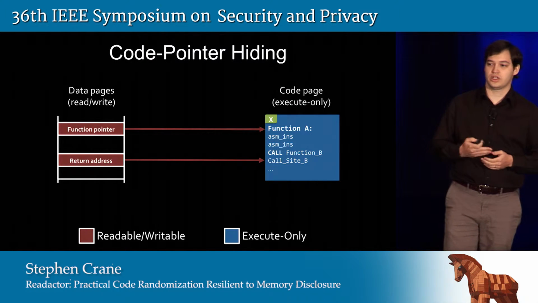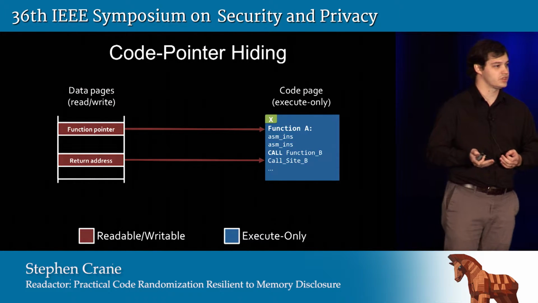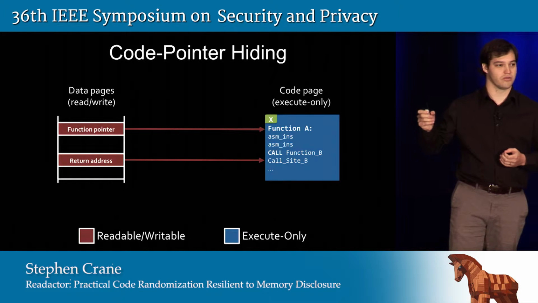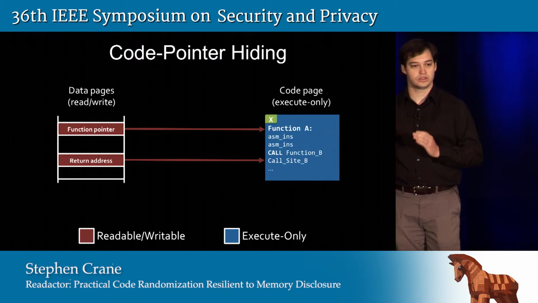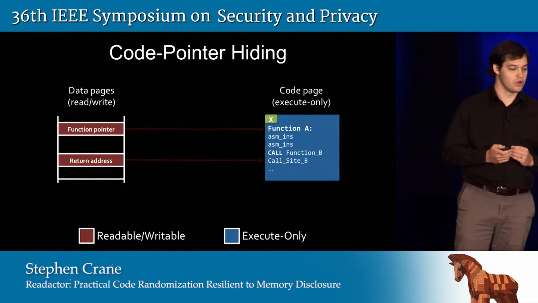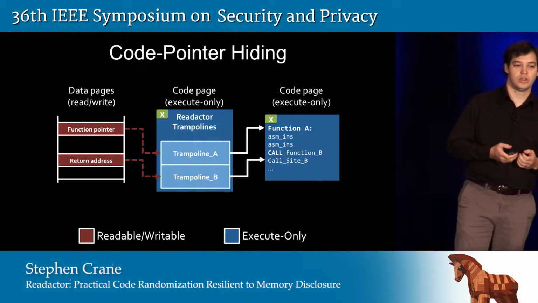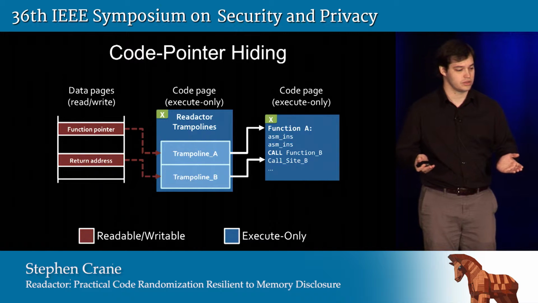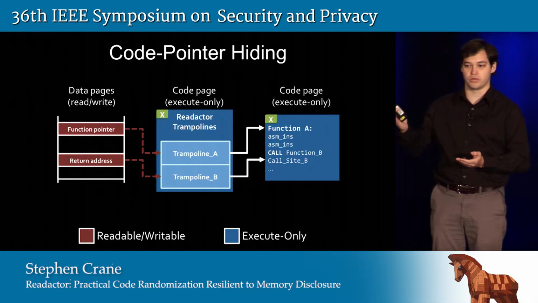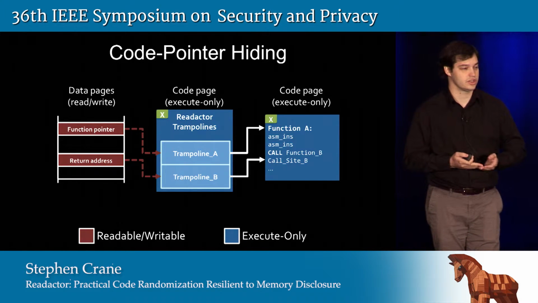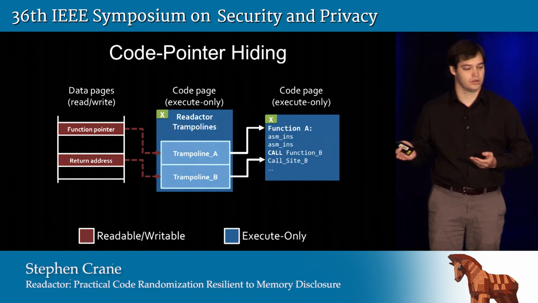We do this with a technique we call code pointer hiding. Now, we reached into the bag of computer science tricks and pulled out: add a layer of indirection. We simply rewrite all code pointers that point to executable pages through what we call trampolines. These trampolines are simply direct jumps to the original destination. So we can take function pointers and point them to a trampoline that then jumps to the original function. We take return addresses and point them to a trampoline that jumps to the original call site.